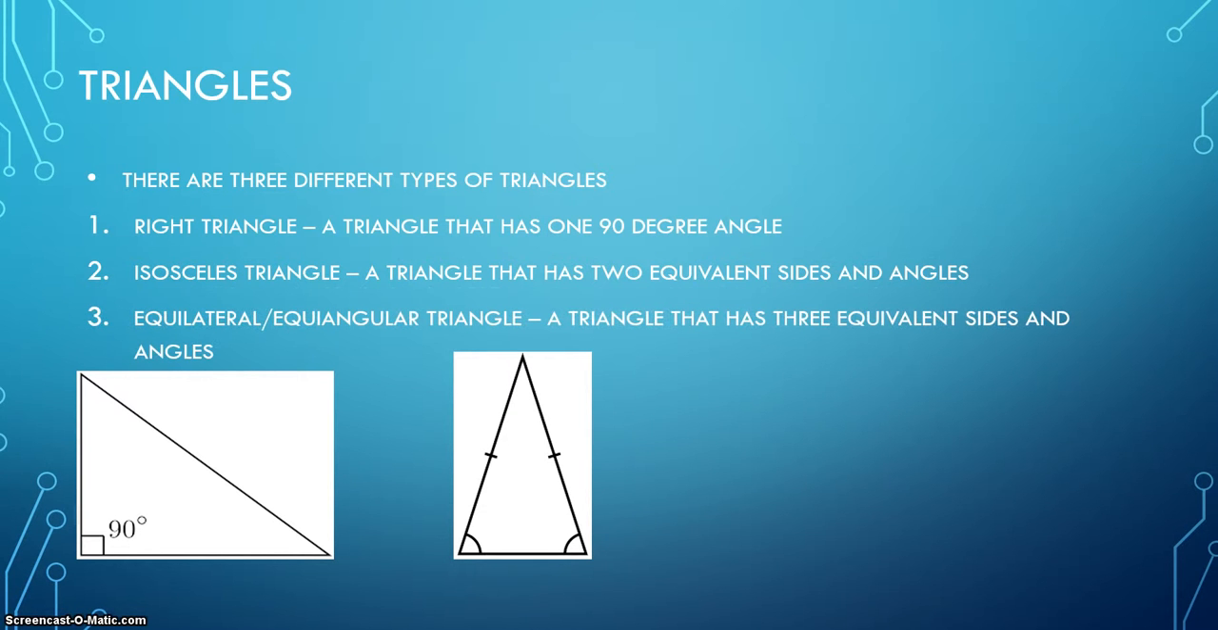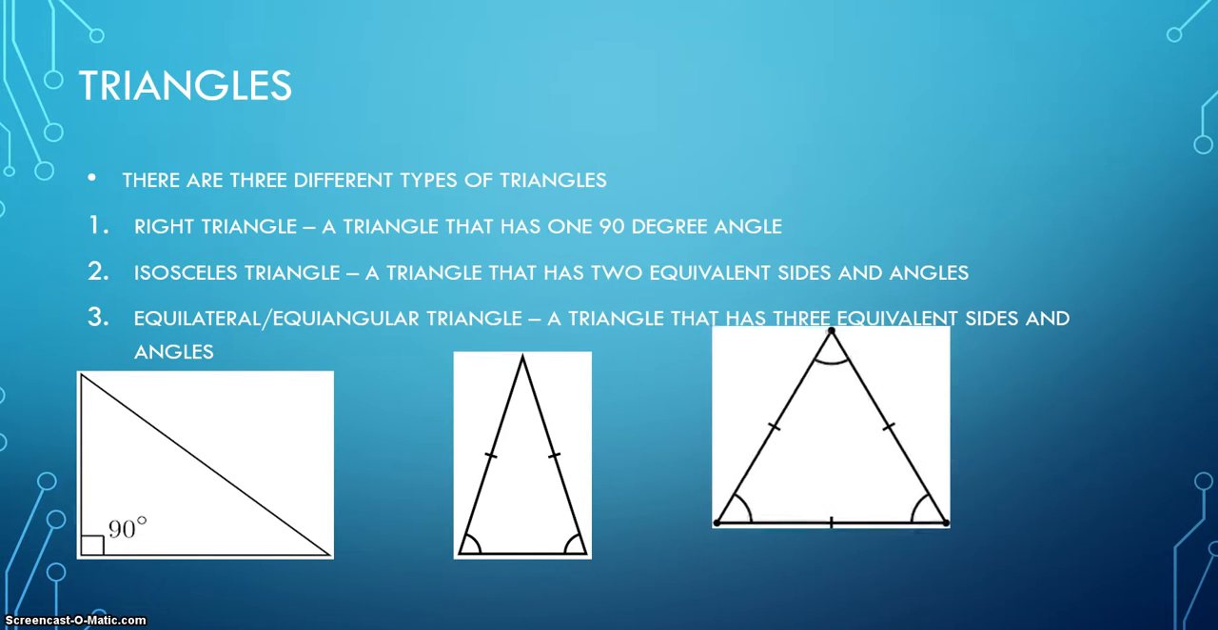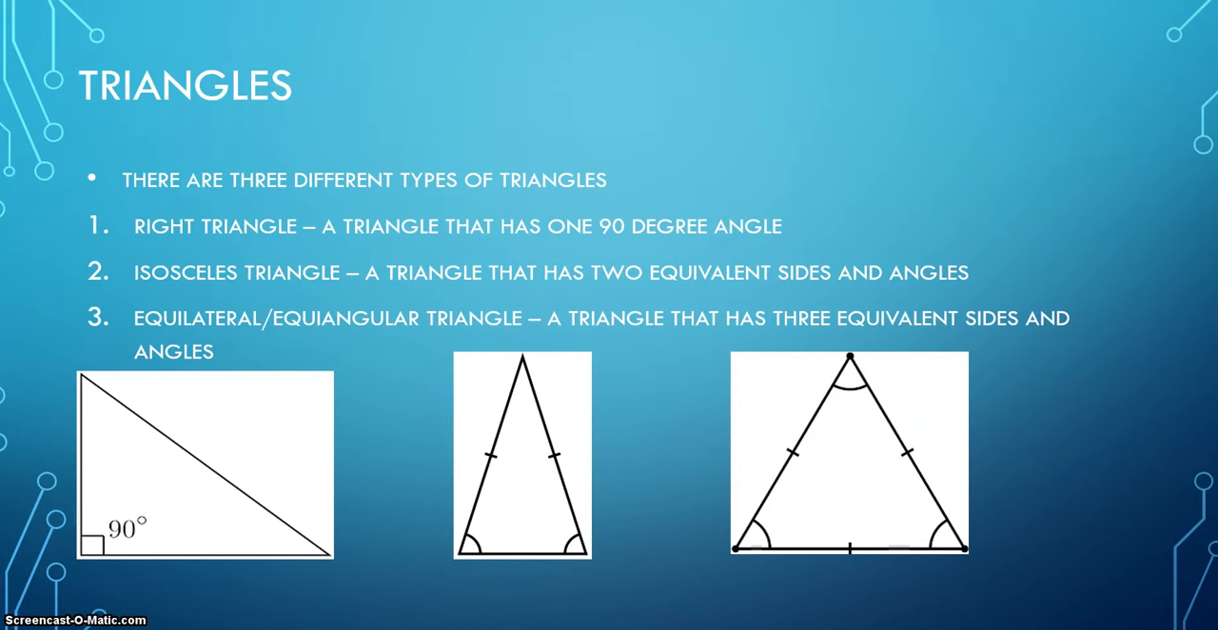The third is an equilateral, or equiangular, triangle, a triangle that has 3 equivalent sides and 3 equivalent angles. Depending on what is marked: if it's 3 equivalent sides, it's an equilateral; if it's 3 equal angles, then it's an equiangular triangle, depending on how it is marked in your book and in the problems. But both hold true, and if it is equilateral, it stands to reason it's equiangular, and vice versa. From the picture, you see that all 3 sides are equal and all 3 angles are equal, so this is an equilateral and equiangular triangle.